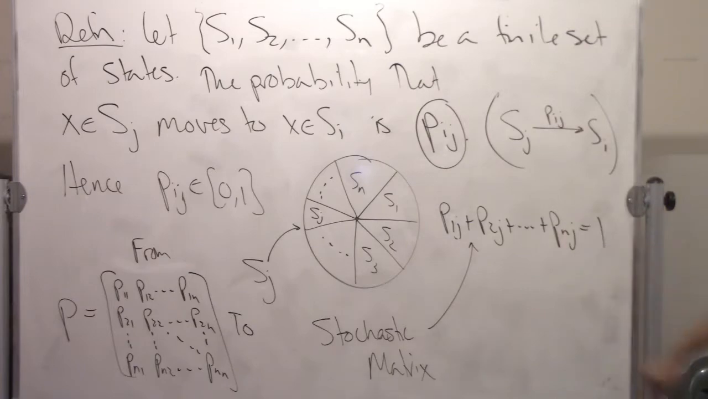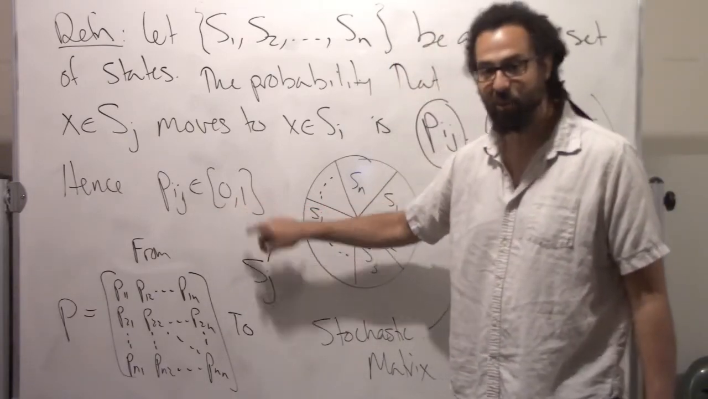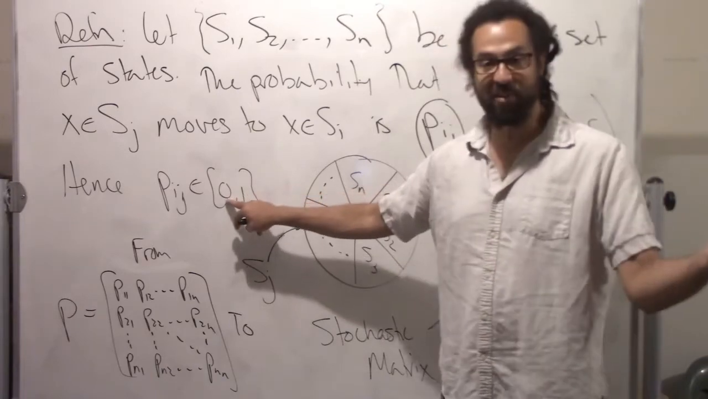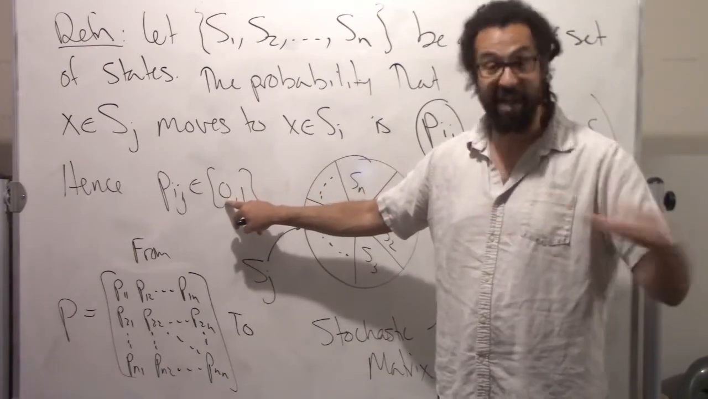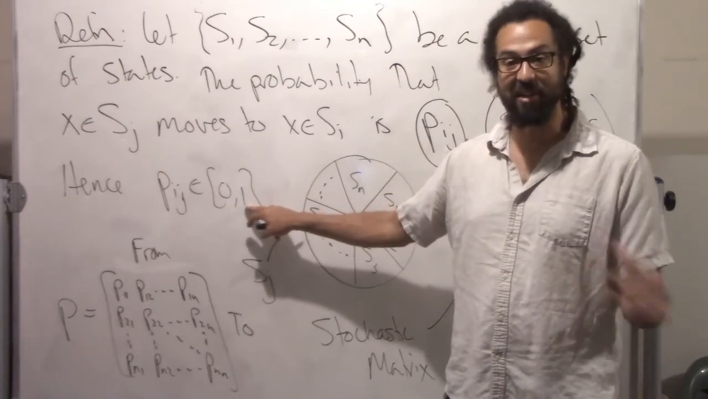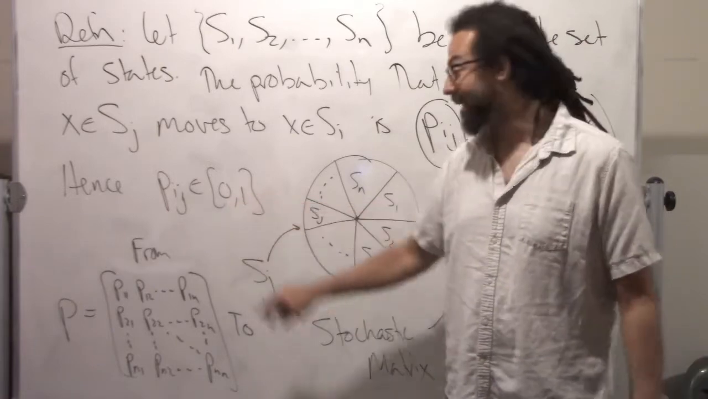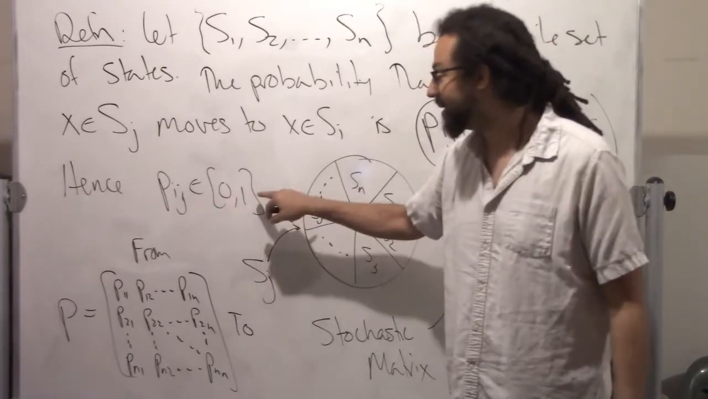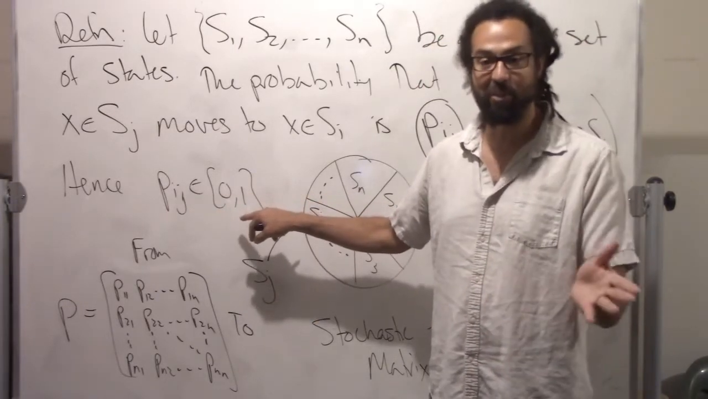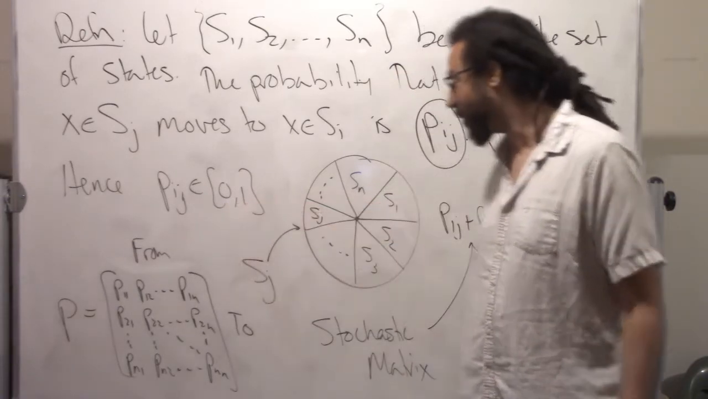So if Pij is a probability, it has to be a number between 0 and 1, right? 0% chance that it happens means it definitely won't happen. And then 1 means 100% chance that it will happen. 0.5 means 50-50, right? When you study probability theory, any probability is some number between 0 and 1.